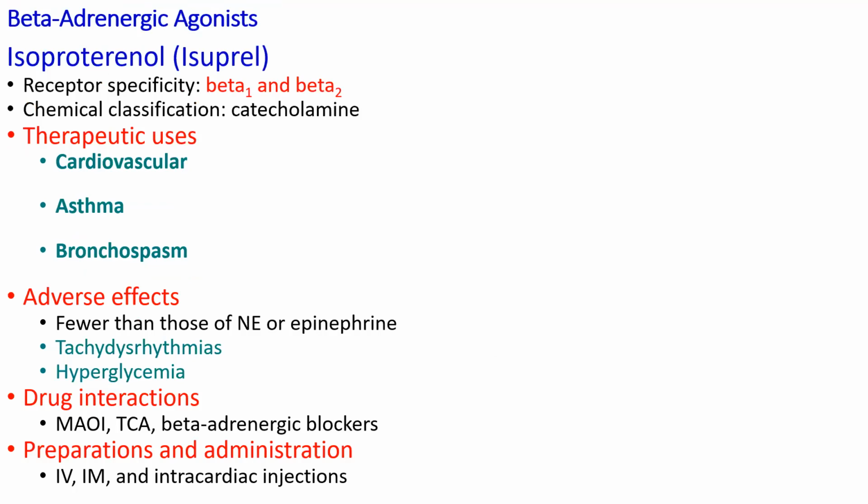Isoproterenol, which is Isuprel, receptor specificity. This drug is specific to the alpha 1, alpha 2, and beta 2 receptors.